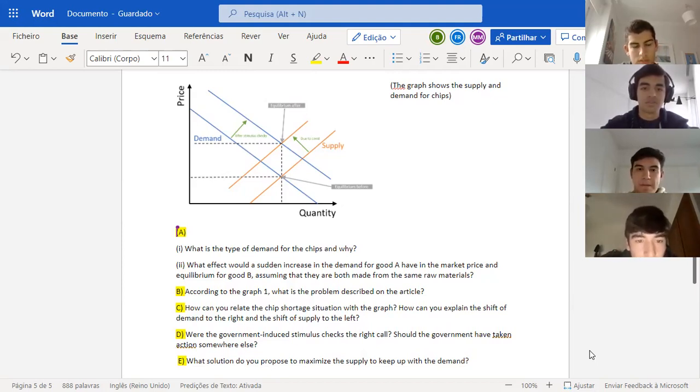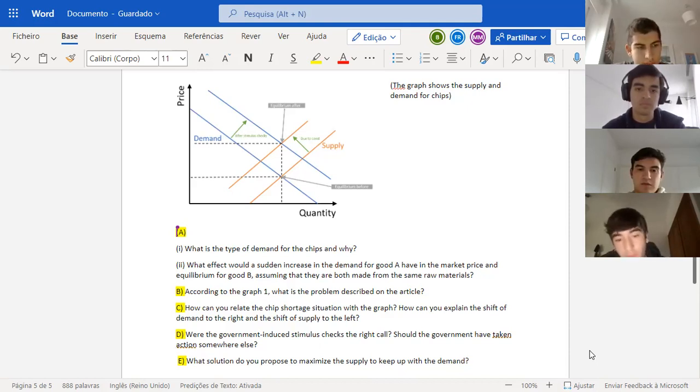Okay, moving on to C. How can you relate the chip shortage situation with the graph? And how can you explain the shift of the demand curve to the right and the shift of the supply curve to the left? So the shift of the demand curve to the right was caused by a stimulus check provided by the government and by the pandemic, which increased the work from home, thus an increase in demand for laptops.